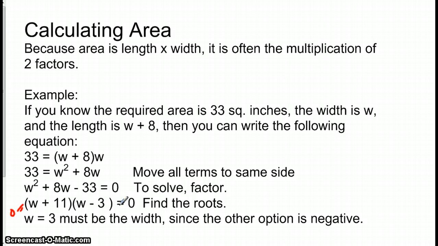Okay, remember when we did that in the greatest common factor section. Okay, so in the first case, we're going to get W is negative 11, but in the second one, we're going to get W is 3. Because this is a word problem, you have to have an answer that's logical. Your width cannot be negative 11. That means it wouldn't exist. Your width must be 3. So W equals 3 is the width. The other option is negative and is not possible.